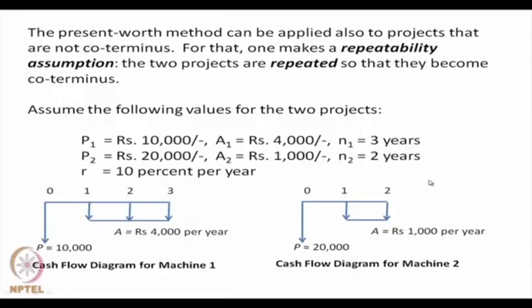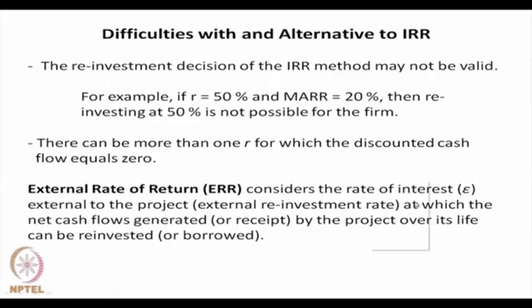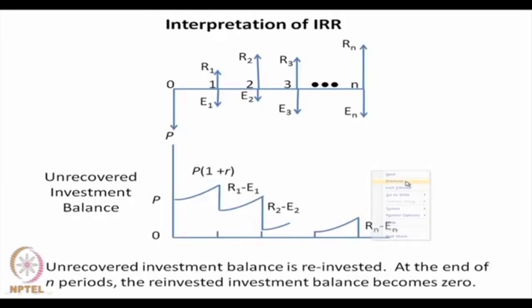Now, internal rate of return, if you recall, is basically the rate of return at which the present worth of all cash flows becomes zero. So, we had in the last class taken one example to show how to compute internal rate of return. Now, internal rate of return can be visually seen, and this interpretation can be made of internal rate of return.